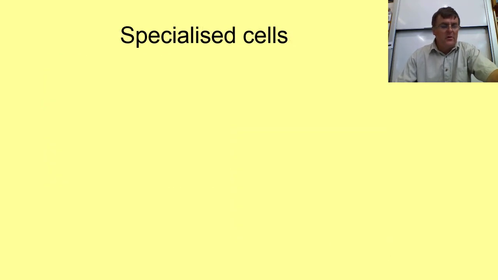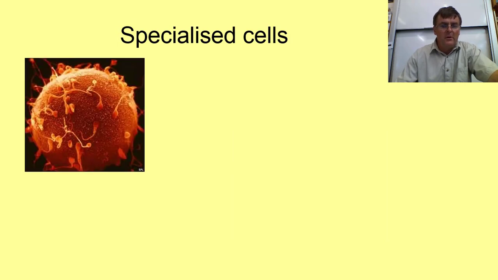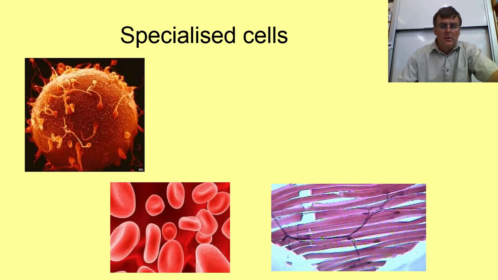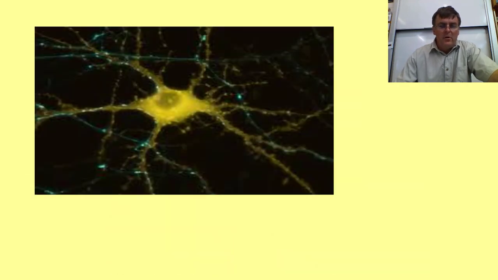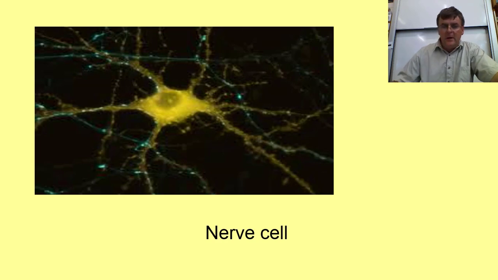Now we've got specialised cells that do special jobs inside us. Look at these things. What are they? Right, that's the nerve cell, and you can see the centre of the cell, and you can see the nucleus in there, but you've got these things that stretch off, and they make the connections to other nerve cells. It's like our wiring system, basically.